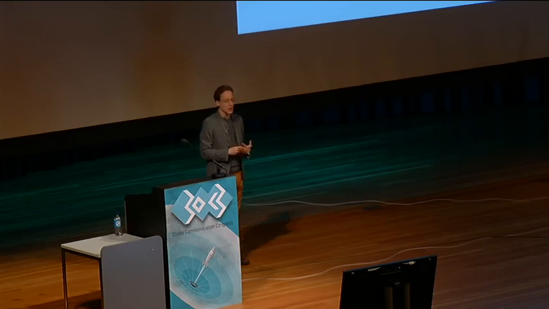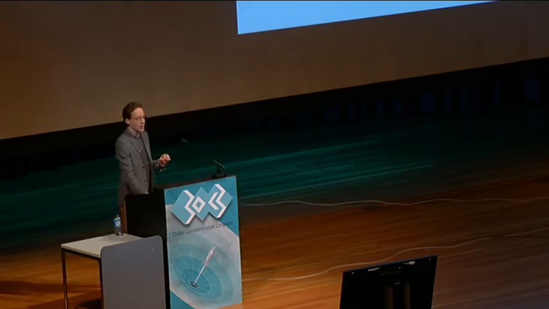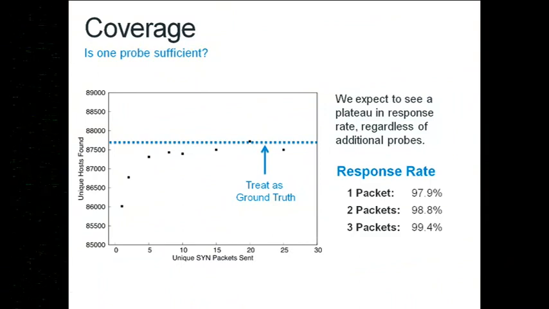Really, it starts to level off at about 8 SYN probes per host. But the difference for fewer than that is actually quite small. You can see the scale on the left. So based on this, if we use this plateau as a kind of ground truth, we get a number of about 97 to 98% of responsive hosts that are going to be reached with just one SYN packet.